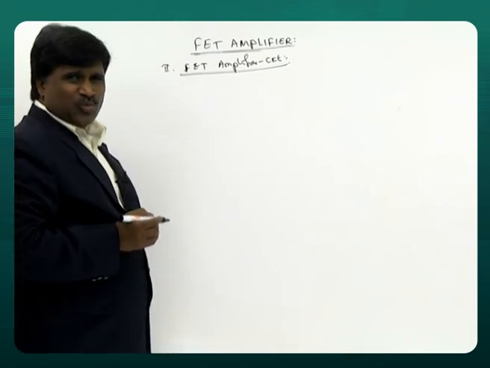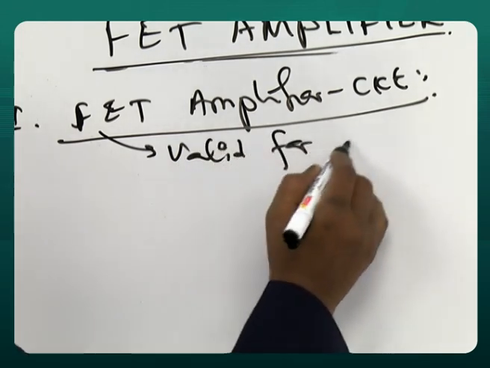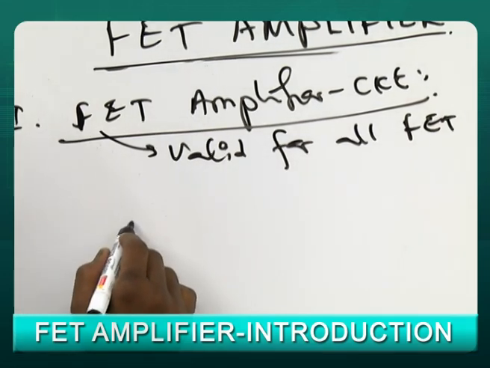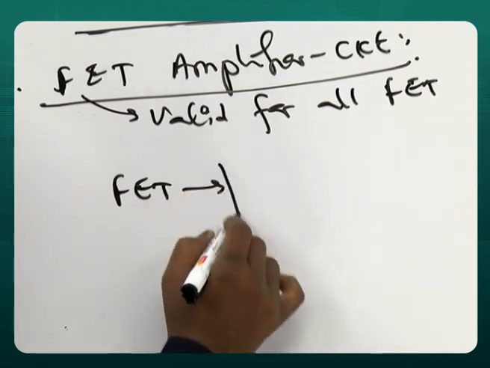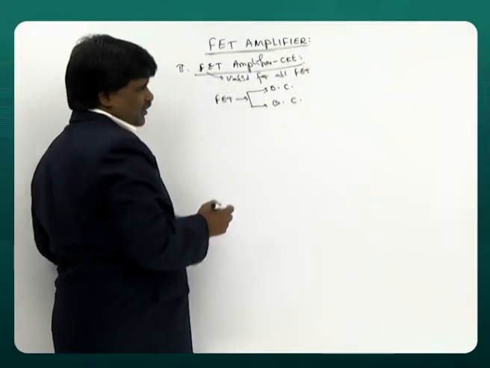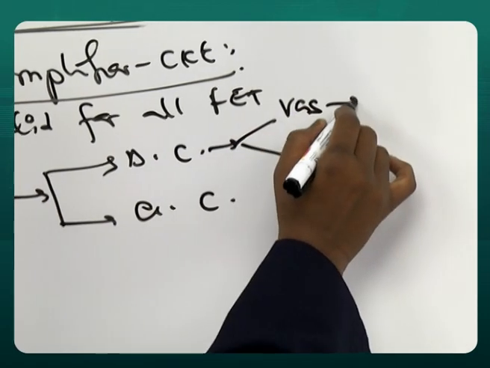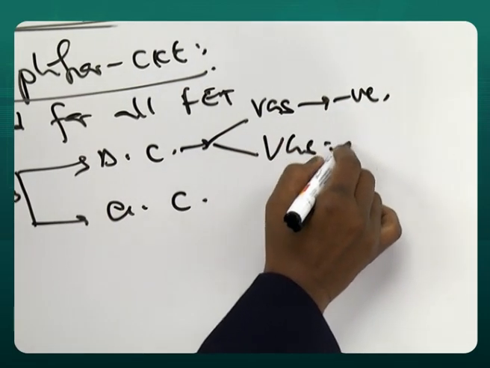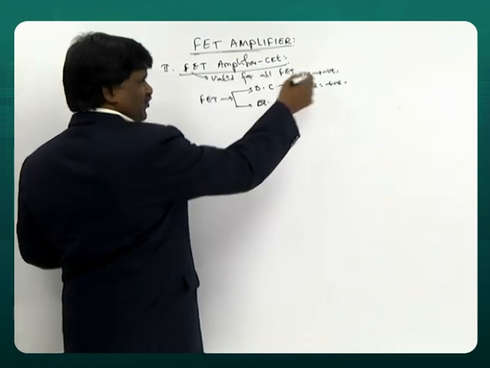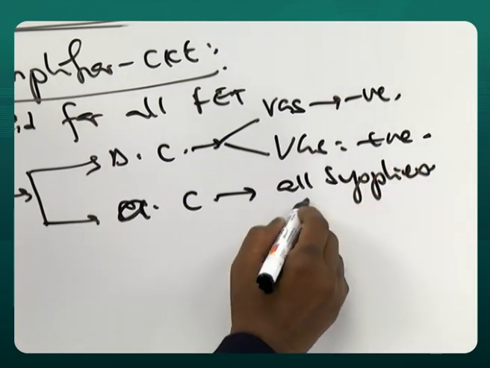The first question comes, which FET? This is valid for all FETs. Why? When you say FETs, there are two aspects. One is DC, second is AC. For DC, some devices require negative VGS. Some require positive VGS. But when it comes to AC, all supplies become grounded.